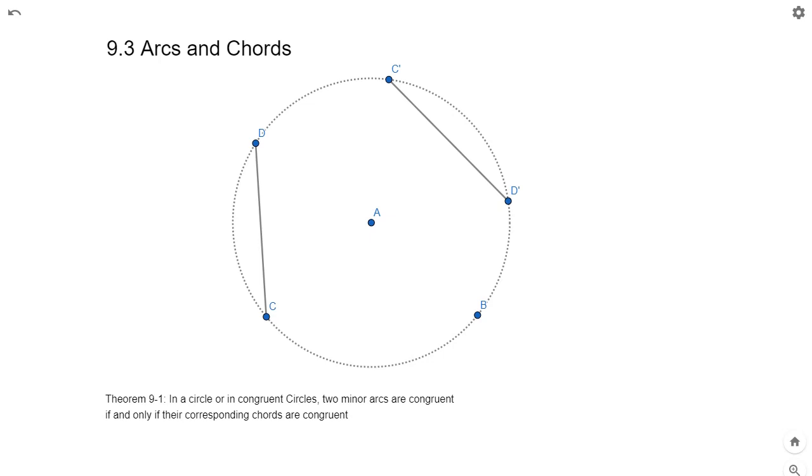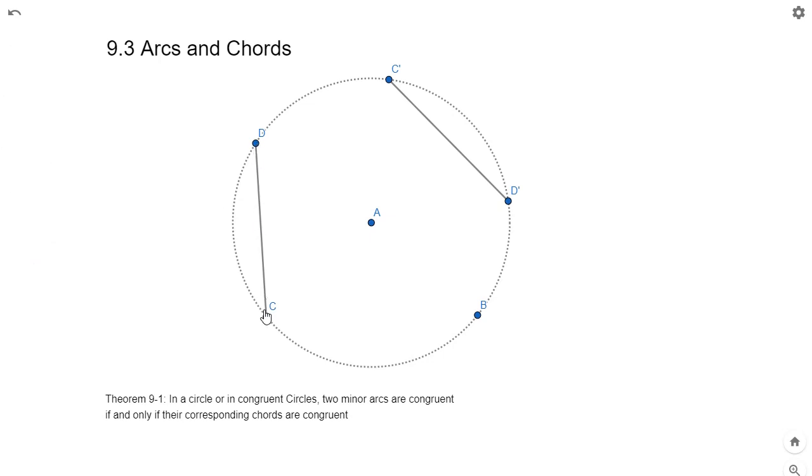in a circle or in congruent circles, two minor arcs are congruent if and only if their corresponding chords are congruent. So first of all, what are chords? Chords are segments that connect 2 points on the circumference. So here I have an example of two different chords.